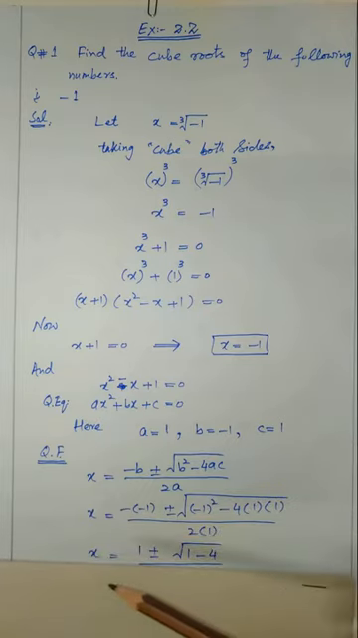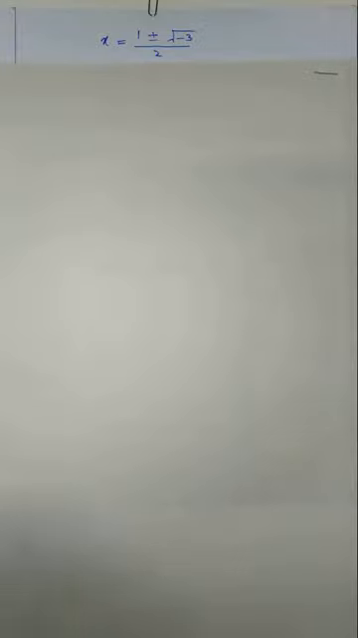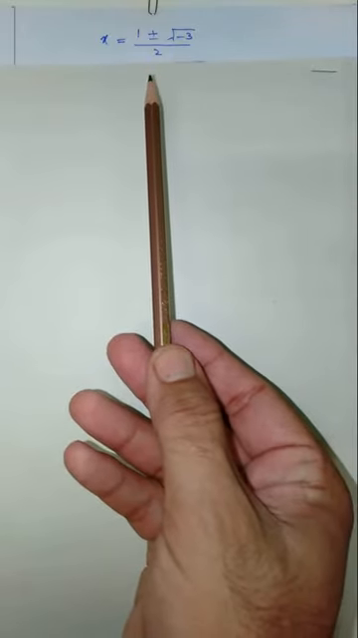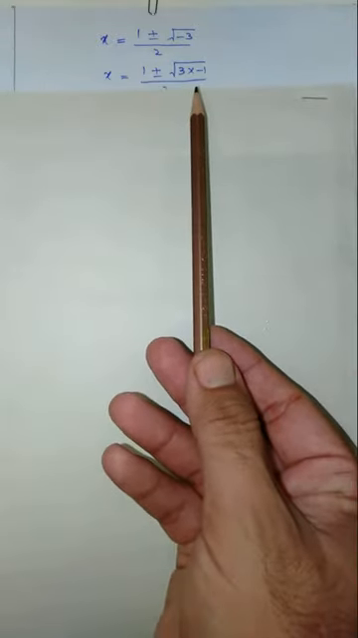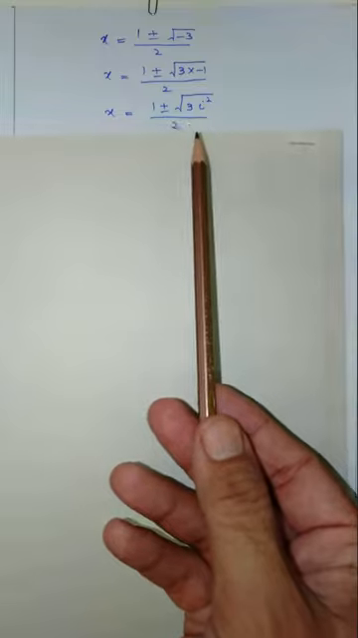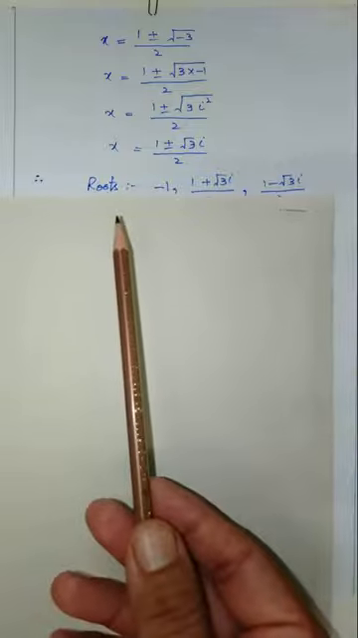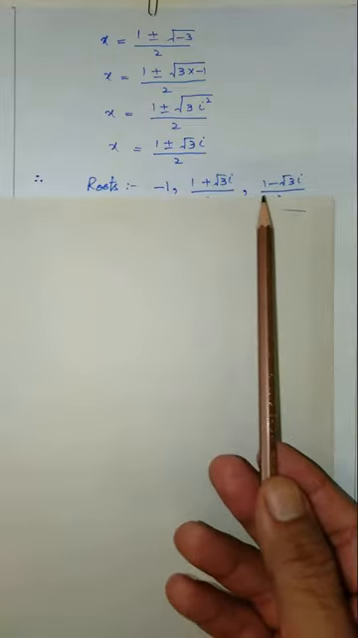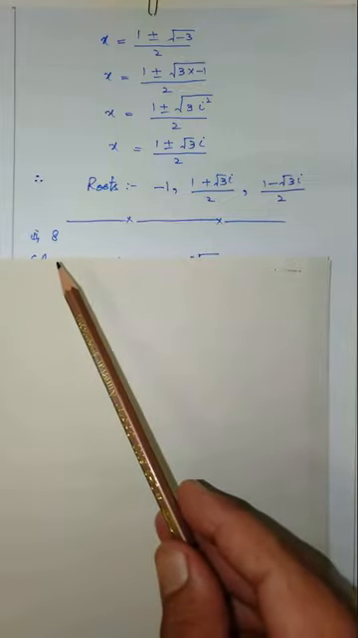Now simplification: minus into minus plus 1. 1 square is equal to 1, 4 1s are 4, and 4 1s are 4. Now the next step: x is equal to 1 plus minus the square root of minus 3, divided by 2. This minus 3 is equal to 3 into minus 1, and this minus 1 is equal to iota square. Now taking the square root, we get 3 square root iota divided by 2. So the roots are minus 1, 1 plus 3 square root iota divided by 2, and 1 minus 3 square root iota divided by 2.